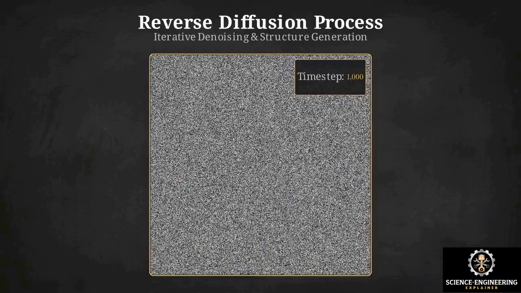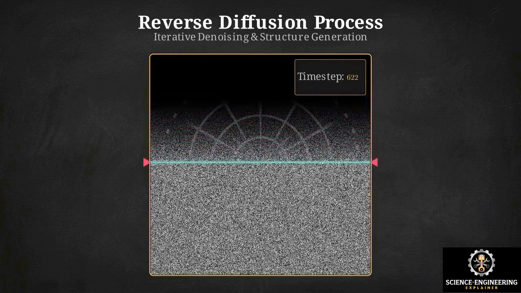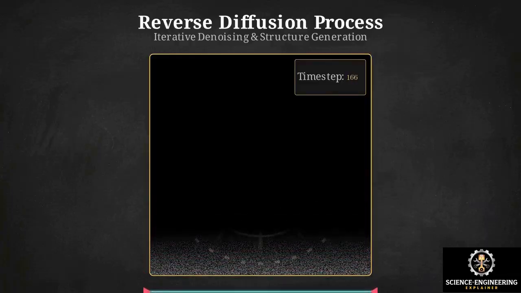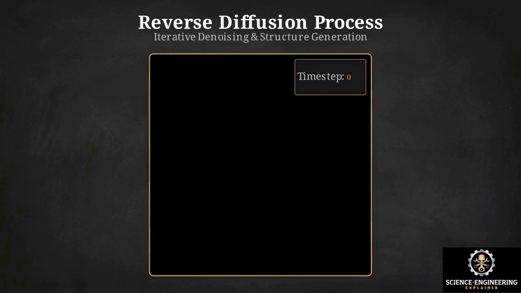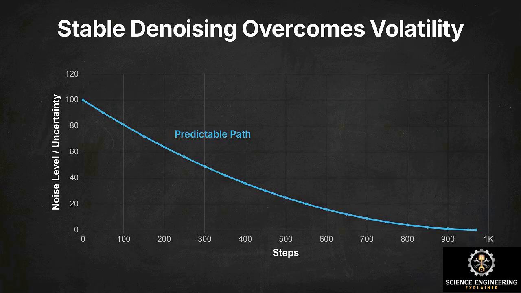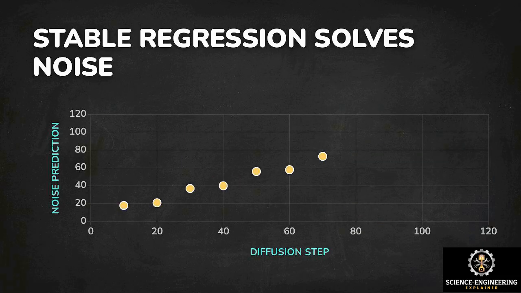The reverse process is where the neural network actually learns. Starting with that pure static, the network removes a fraction of the noise step by step, gradually pulling the original structure back out of the chaos. By dividing generation into hundreds of tiny denoising steps, the network bypasses adversarial training entirely. It solves a long sequence of well-posed, stable regression problems.